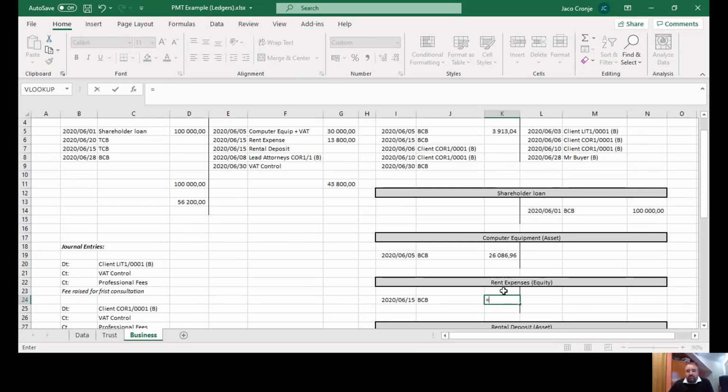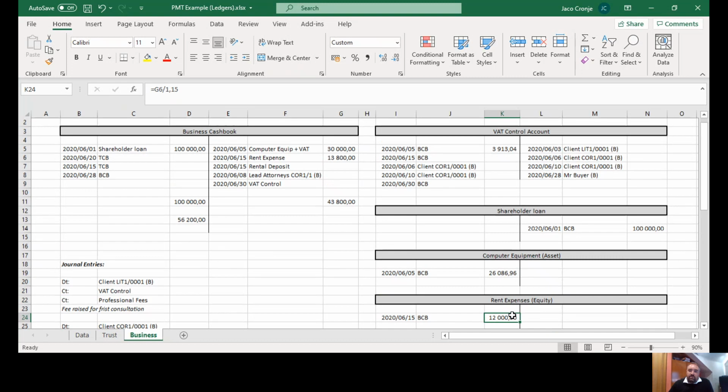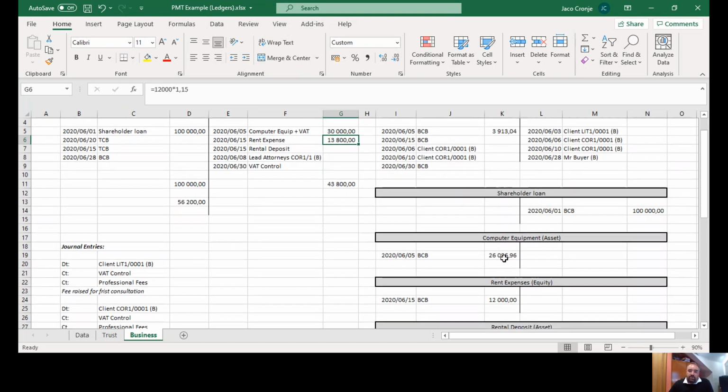So to get the ex-VAT amount, I will take that and divide by 1.15, and that will be 12,000, as the example said. And what happens to the difference? So I've got a credit of 13,800, I've got a debit of 12,000, so it means I'm short a debit on the VAT to make this balance. So I will simply say it's my inclusive amount less my exclusive amount. I can now get, of my rent that I've paid, SARS will give me 1,800 Rand back.